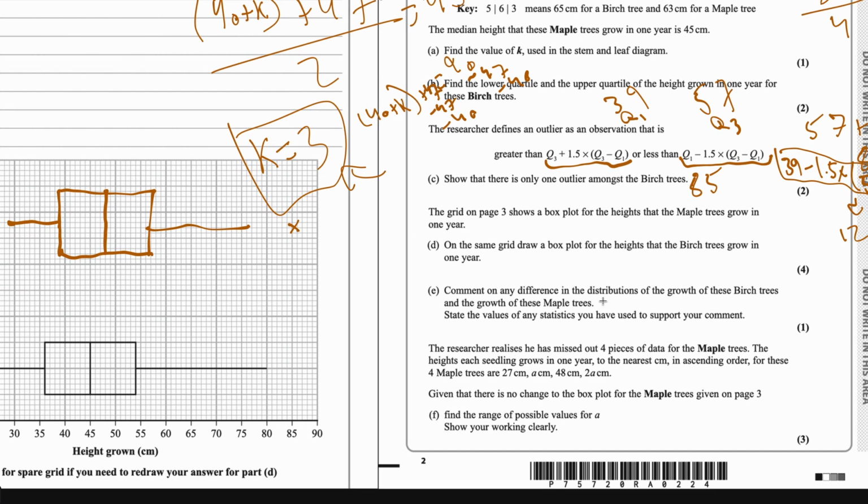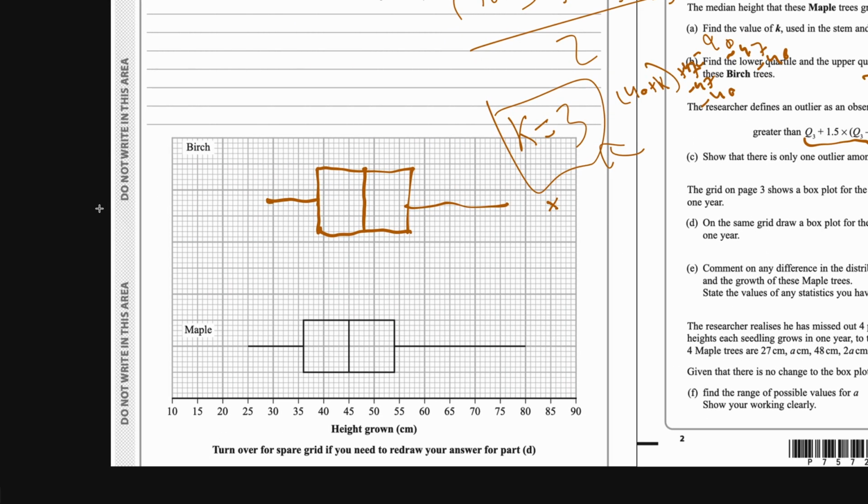Comment on any difference in the distributions of the growth of these birch trees and the growth of these maple trees. State the values of any statistics you have used to support your comment. Well, firstly, we could spot the median. The median for the birch trees is greater than the median for the maple trees. And from that statistic alone, we could find out that birch trees on average grow taller than maple trees.